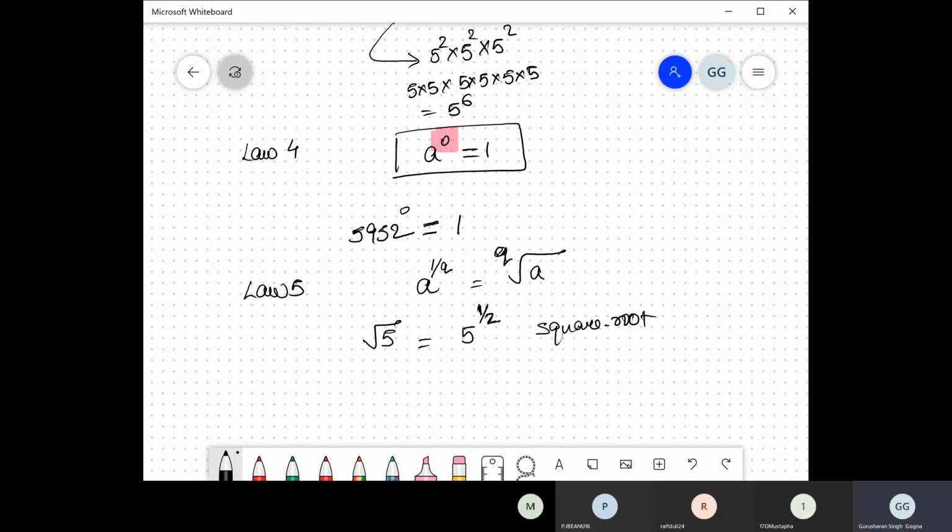Okay. So what about cube root? If you say cube root, then you use the same symbol, but you have to use 3 here. So let's say cube root of 5. Again, cube root of 5 means 5 to the power 1 over 3.